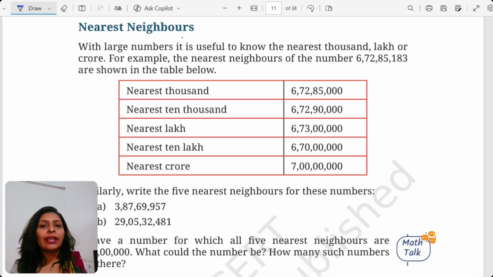So today's topic that we're going to understand is given on page number 11 of your book, that is nearest neighbors. Nearest neighbors, or we can call it approximation also, or rounding off also, right?